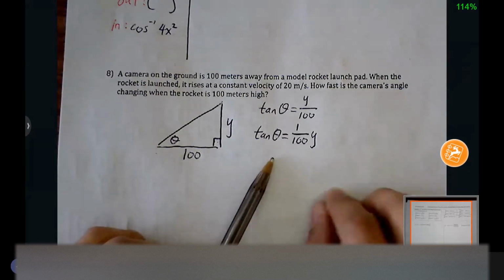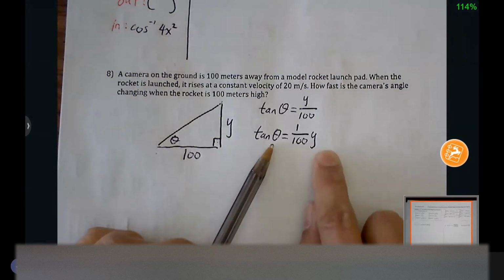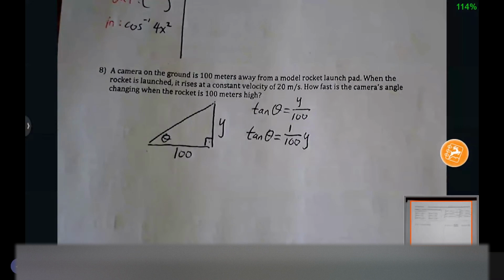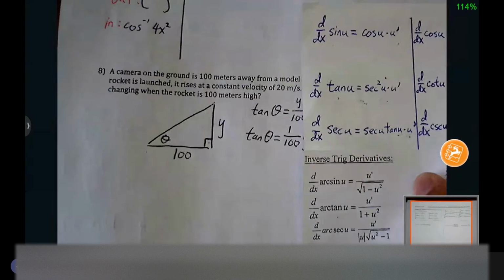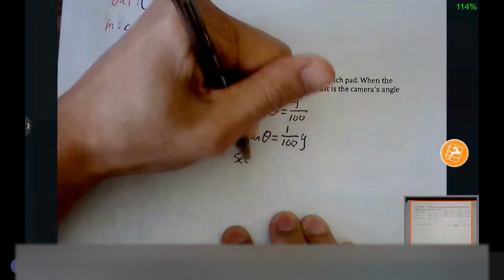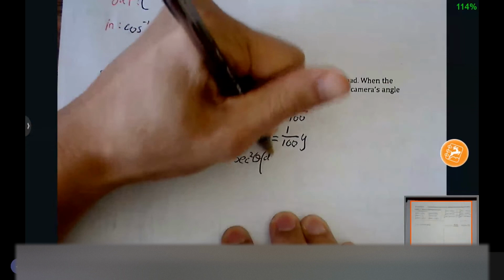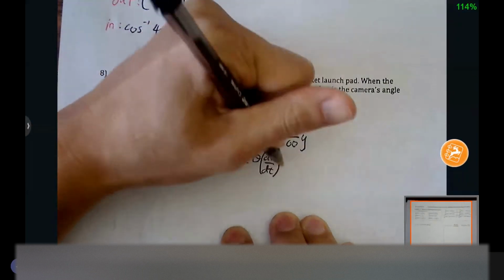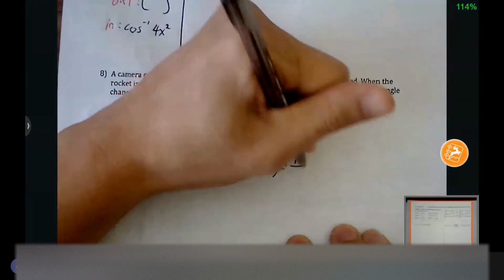Okay, we're ready for the derivative. Now, we're talking about related rates here, so every variable is going to be impacted. What's going to show up with every variable? d over dt, right? So we're expecting d theta dt to show up. We're expecting dy dt to show up. Okay, so tangent's derivative is secant squared. One over 100 is just a coefficient, and then y becomes dy dt.